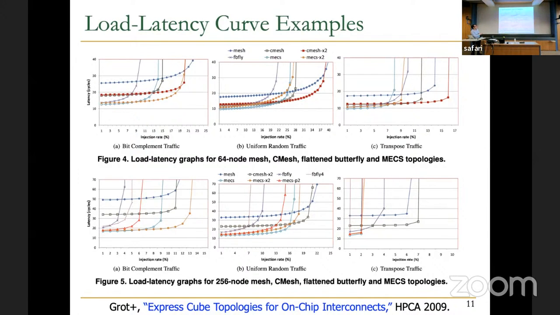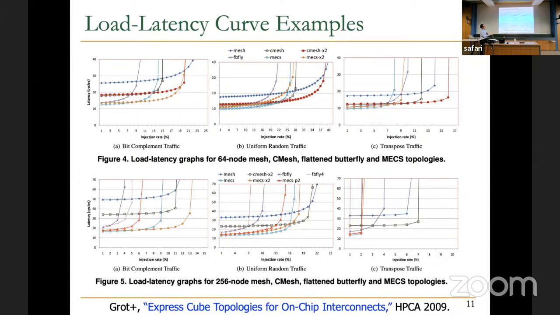But you can see that these are different traffic patterns, bit complement traffic, uniform random traffic, transpose traffic. And these are the load latency graphs for 64 node networks. This is for 256 node networks for different topologies. And you can see that there are different trade-offs in these topologies. And the purpose of this paper is actually to look at those trade-offs and design a much more efficient topology. In the end, we were not completely successful because there's a trade-off between efficiency and performance.